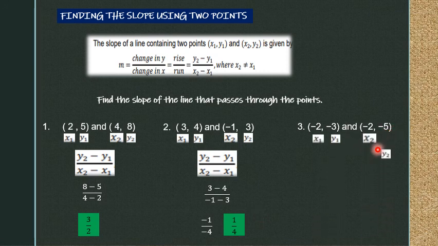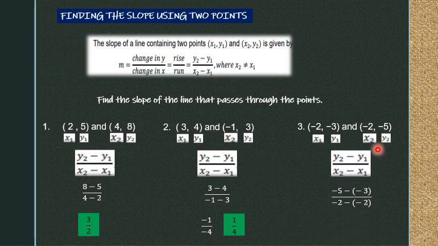Number 3, we have negative 2 and negative 3, and negative 2 and negative 5. These are x sub 1, y sub 1, and x sub 2, y sub 2. So let's have the formula again. Let's follow. The y sub 2 is negative 5, and negative 3 is y sub 1. So let's put open and close parentheses here for negative 3.